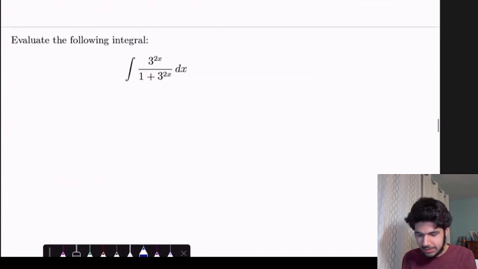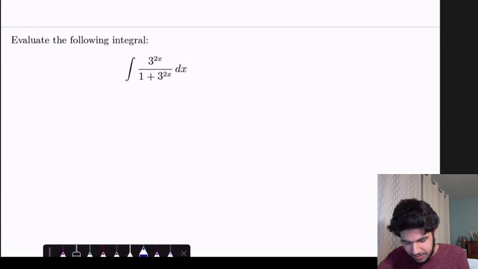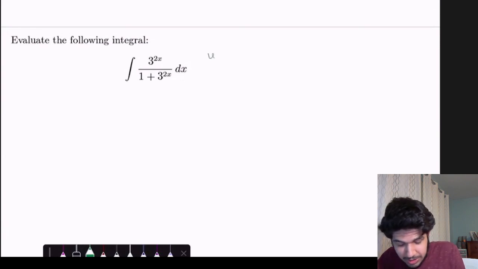So how about this? Integral of 3 to the 2x over 1 plus 3 to the 2x. This is kind of similar to the example before where it was e to the x over 1 plus e to the x, I think. And the way we solved that was with u substitution, u substitution with the denominator, so we'll do the same thing.